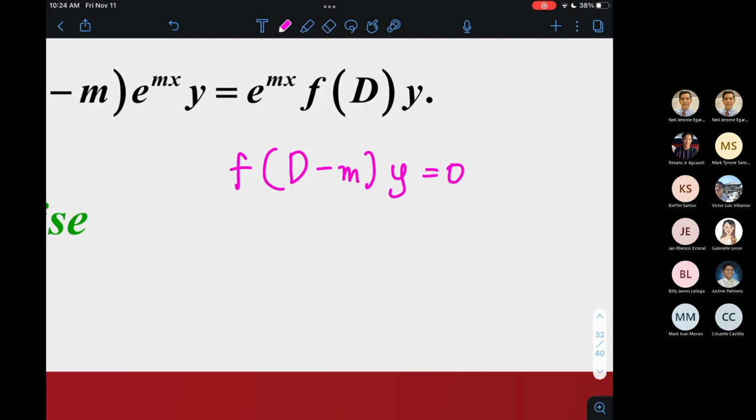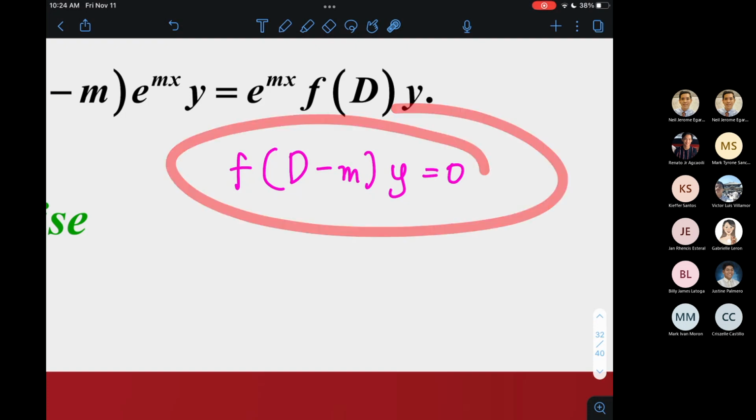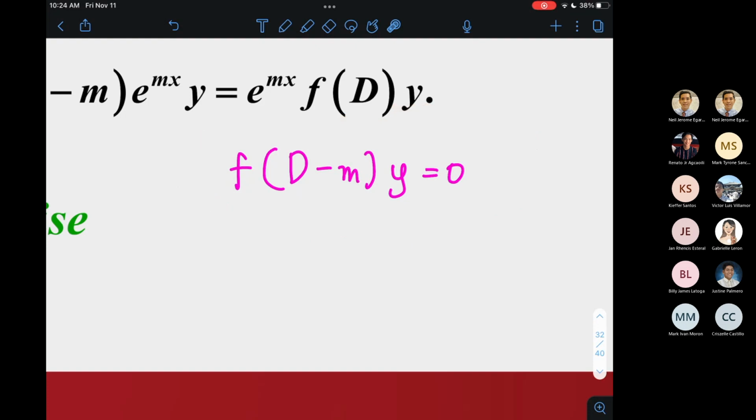Medyo mahirap itong i-evaluate because yung auxiliary polynomial natin may iba yung itsura. I want to capitalize with theorem with the remark and theorem 3.4.3 para ma-solve itong GLDE na ito. Alright? So ang gagawin ko, gagamit ako ng exponential shift. Gagamitin ko yung theorem 5 pero sort of backwards or medyo I'll play around how to use theorem 5.